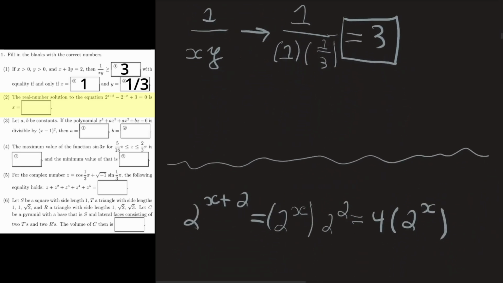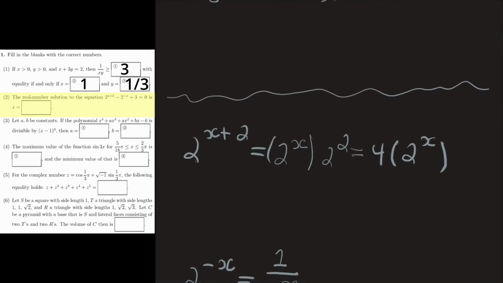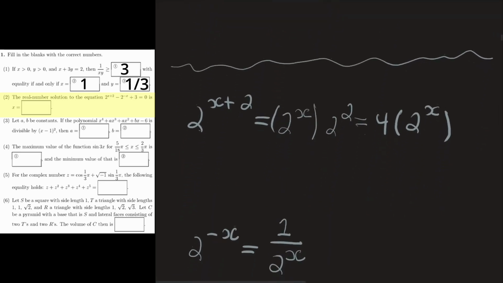So 2 to the power of x plus 2 equals 2 to the power of x times 2 to the power of 2. This is just one of the basic exponent rules. And that, of course, equals 4 times 2 to the power of x. So we've written the first term in terms of 2 to the power of x.